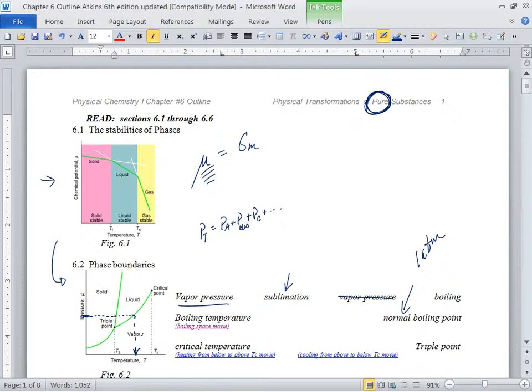If you're interested in freezing points or melting points, you'd look where? Yeah, solid-liquid. And do the same game, right? Go down. Okay. Triple point. Okay, so we've got some.